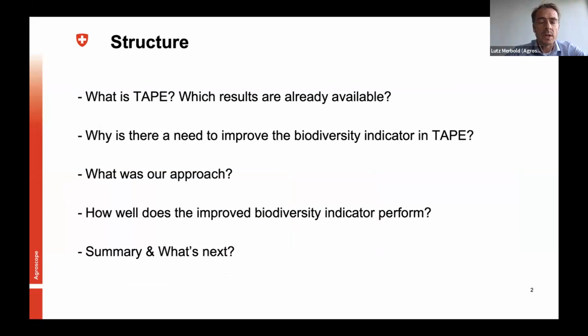And then we're going a little bit more in depth, which comes then from the science side of things, because I want to look into the biodiversity indicator, which is currently part of TAPE, and how can we potentially improve that, how we did improve that, and how well it performs by now, but also maybe a couple of suggestions on how to make TAPE even better than it is already, because in the end, it should really give the necessary information and make agroecology accessible to everyone, to the wider public, by providing actual numbers.